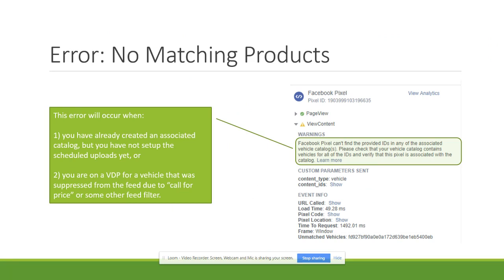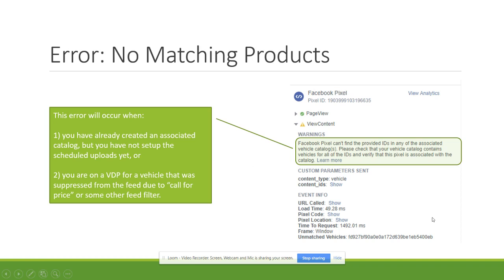But there could also be this warning in the case where you have set up your feed, but you just happen to be on a VDP for a vehicle record that was suppressed from the feed or filtered out from the feed. There are a number of reasons why we filter out records from the feed. If the vehicle is call for price, or doesn't have a price value, that is a required field, so it will be filtered from the feed, and you would get this unmatched vehicles warning within Facebook Pixel Helper.